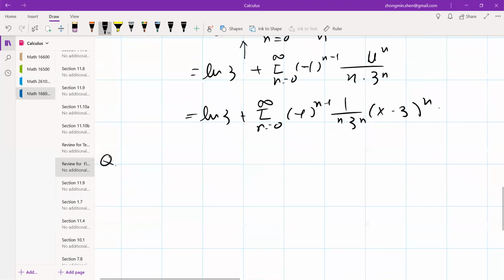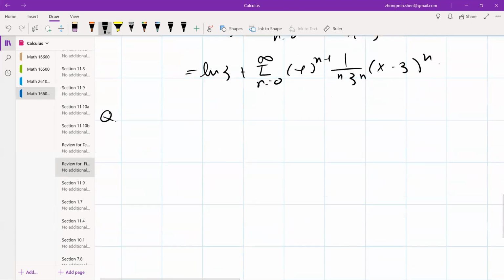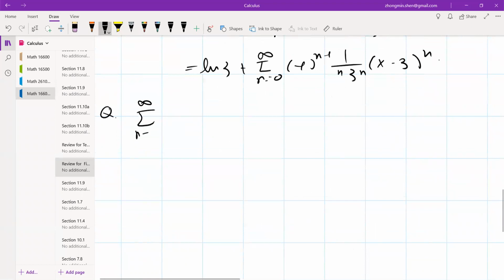So when we try to find the radius or interval of convergence, you have to really look at the endpoints. Interval of convergence, okay. You cannot just find the radius of convergence. For example, I just randomly look at it, like this problem.